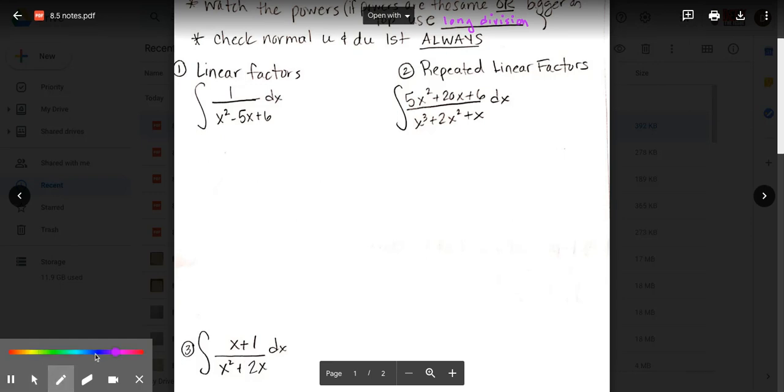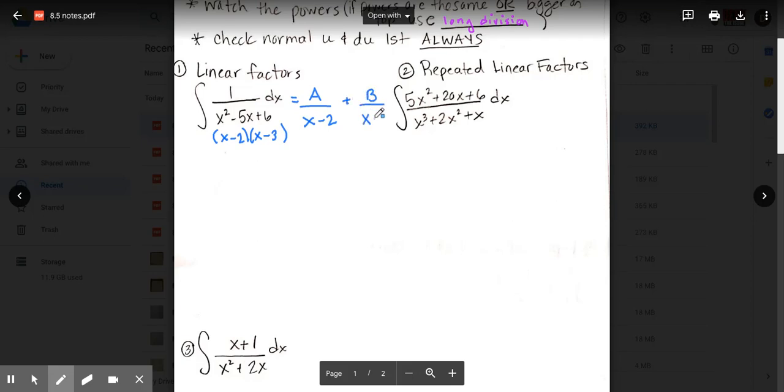So what you want to do is factor the bottom if you can. That's another sign that this is integration by partial fractions. This factors into x minus 2, x minus 3. So you need to find the numerator of each one of these fractions. The first one has a denominator of x minus 2, and then we're going to add it to the second one that has a denominator of x minus 3.